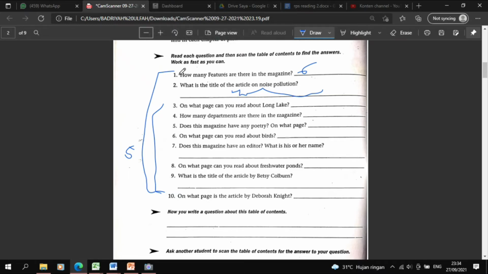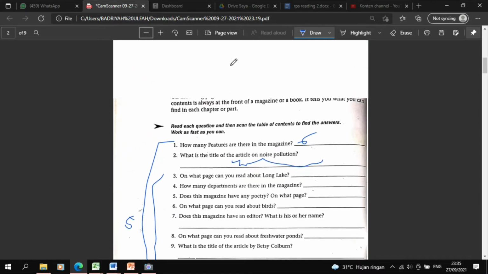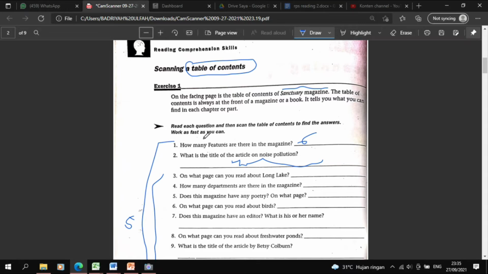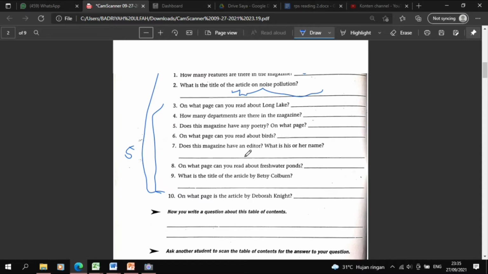Jadi nggak usah ditulis soalnya. Langsung jawabannya saja ya. Jadi satu, scanning a table of contents, number one, six, number two apa gitu ya, number three. Tulis tangan gitu ya, lalu nanti sama seperti sebelumnya di foto, lalu upload fotonya di V-class-nya ya untuk jawaban soal-soalnya.